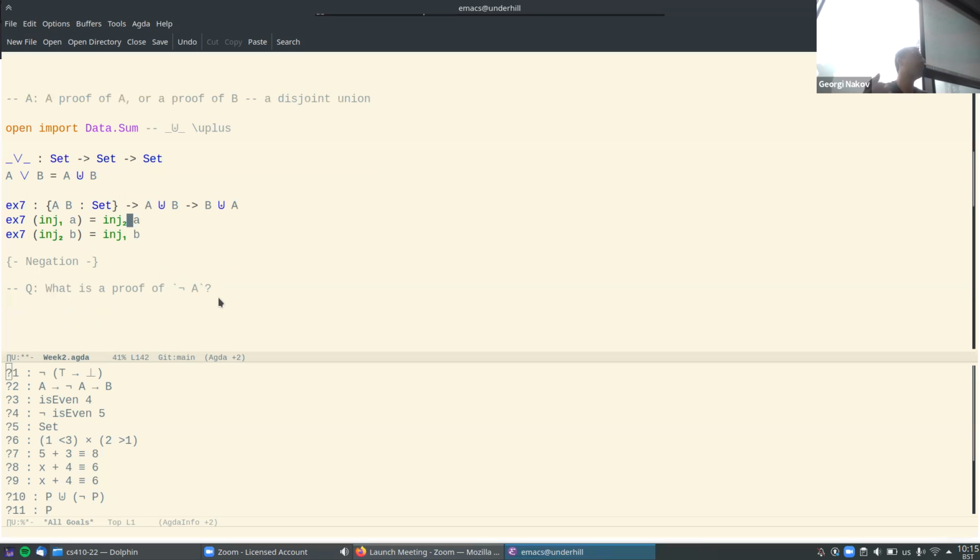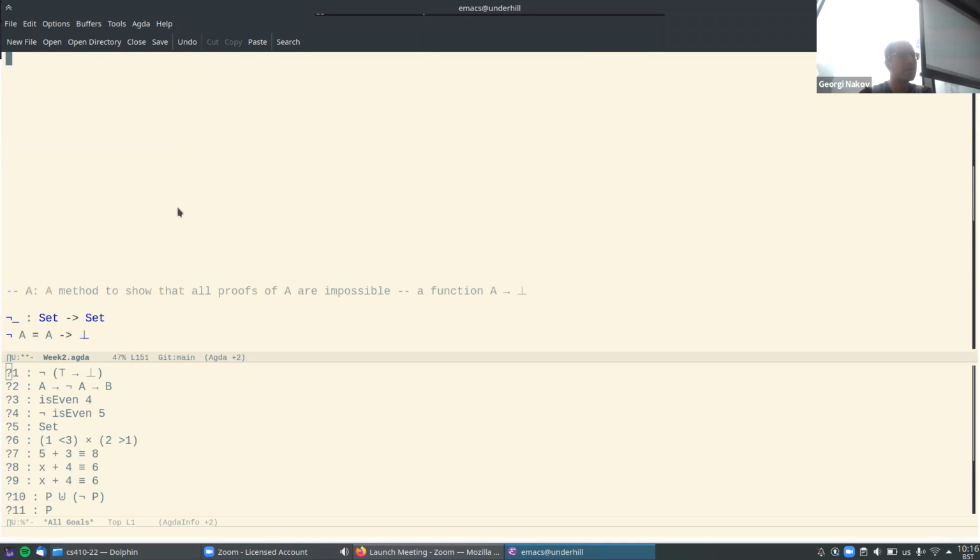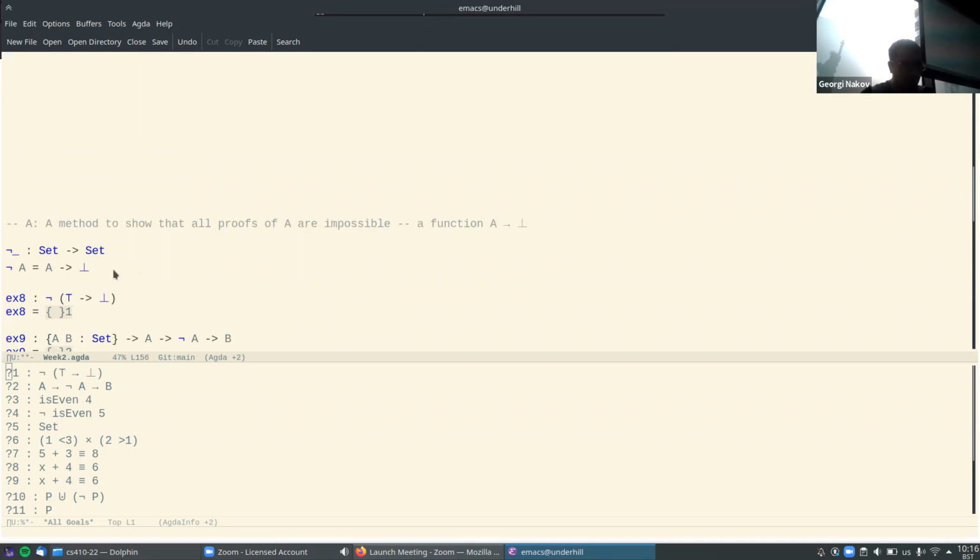And what could be a proof of not A? That is to say that A is impossible, or if someone claims that they can give us a proof of A, something bad would happen, like something impossible. And we've already seen something that is impossible, namely providing a proof of the bottom type, of the empty type. So now we can model negation as a proof into the bottom type. So this is a function from A into the empty type. And this is also how we state our proposition.